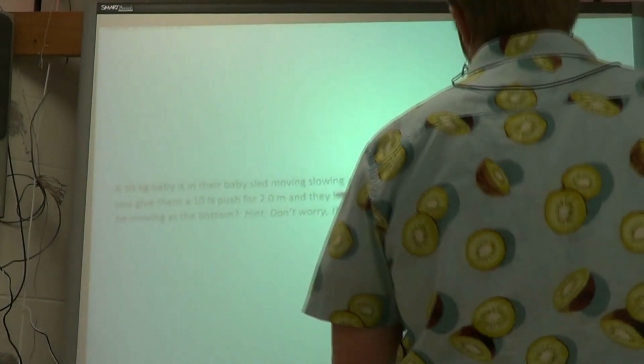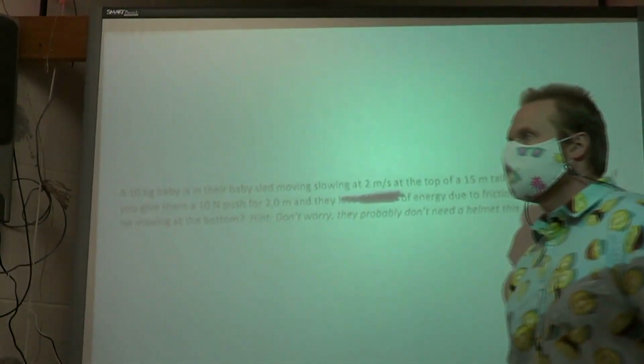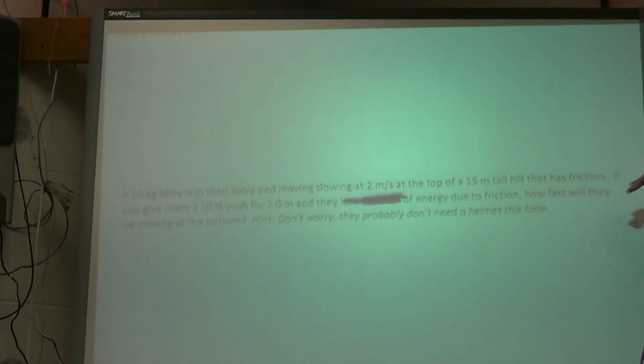So on the worksheet called In Class Lack of Conservation, if we take a look at the fourth problem, it is very similar to the third problem that we did yesterday. There's just a slight modification to it that I decided to scribble something up. The fourth problem says that a 10-kilogram baby is in their baby sled moving slowly at 2 meters per second at the top of a 15-meter tall hill that has friction. So yesterday's was frictionless, today we have friction.